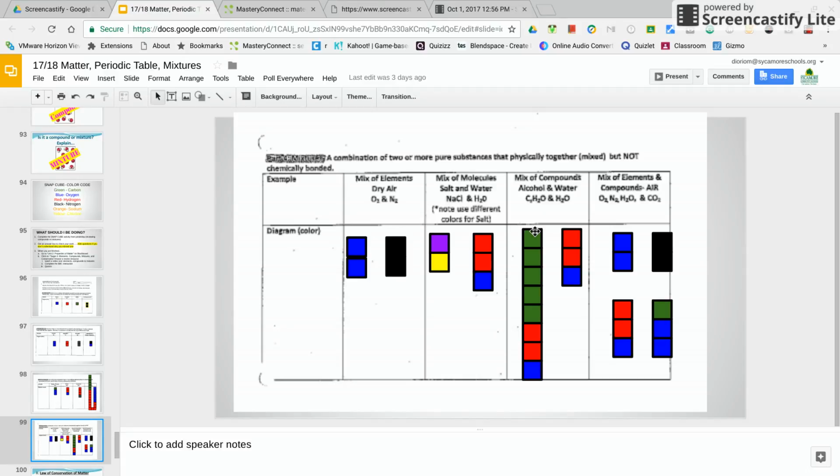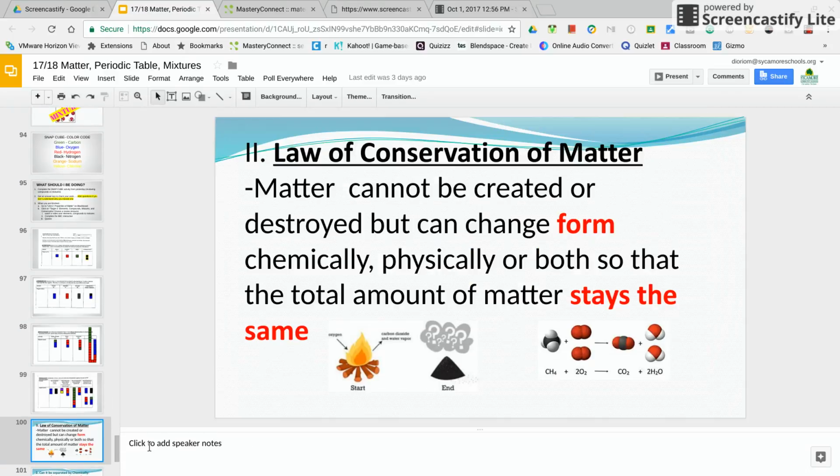Here is a molecule and another molecule. Notice that each are made up of two or more elements, but these are not bonded together, so they are thrown or mixed together. And finally, this represents an oxygen molecule, a nitrogen molecule, a water molecule, and a carbon dioxide molecule. So you can actually have multiple molecules thrown together. As long as there's no bonding between any of them and they're just kind of mixed together, then that is considered a mixture.